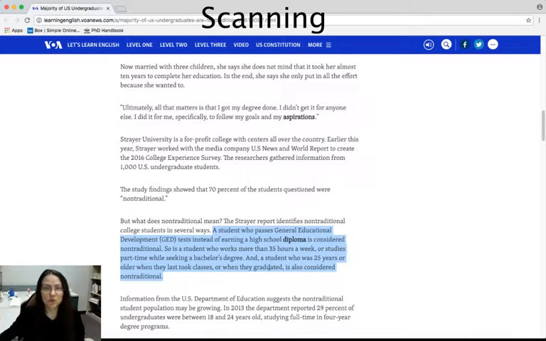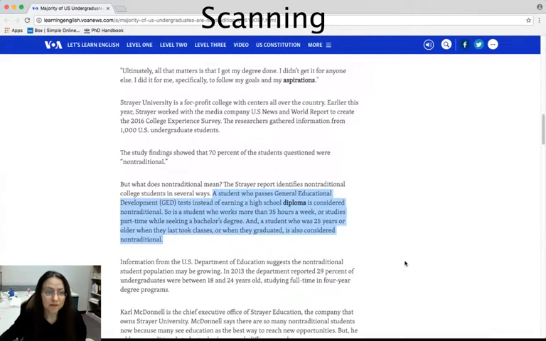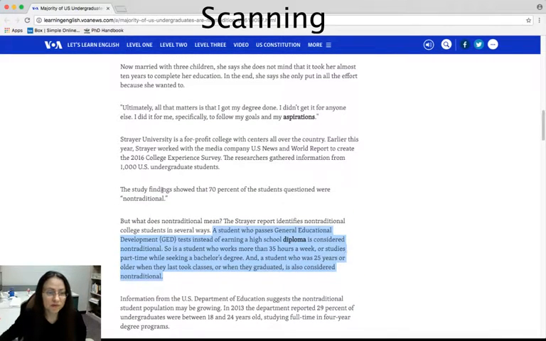Or say you're writing a report or a paper and you're interested in the study results. So you look for the numbers. In fact, here the study findings show that 70% of the students questioned were non-traditional. You also find how many students participated and also the name of the survey.